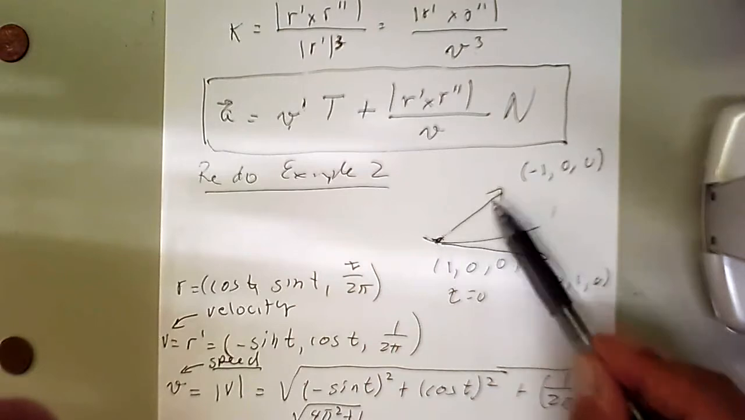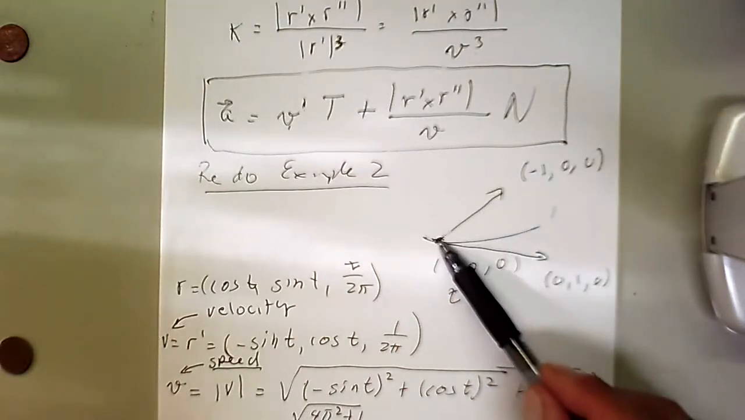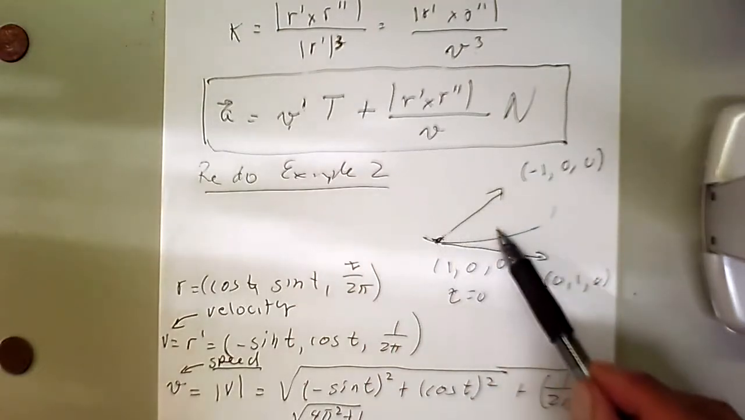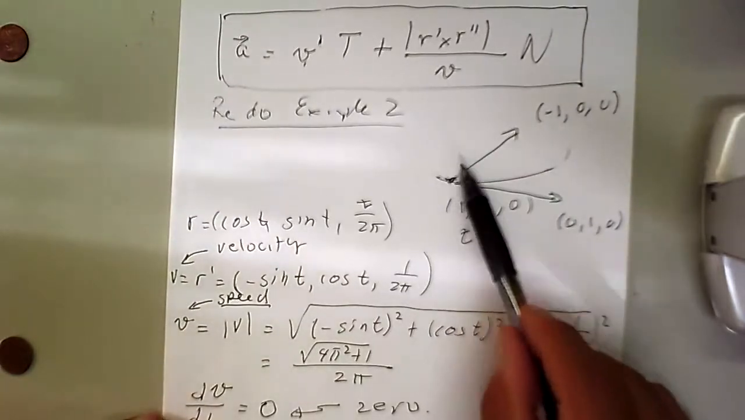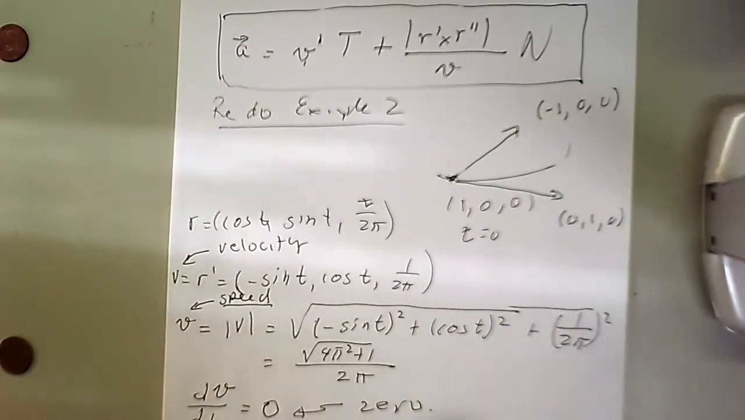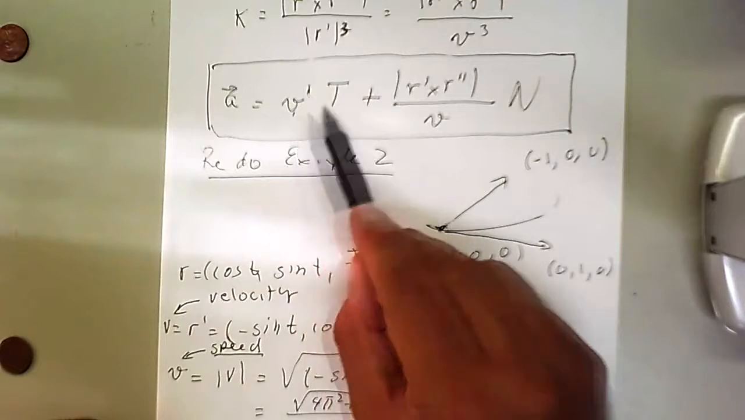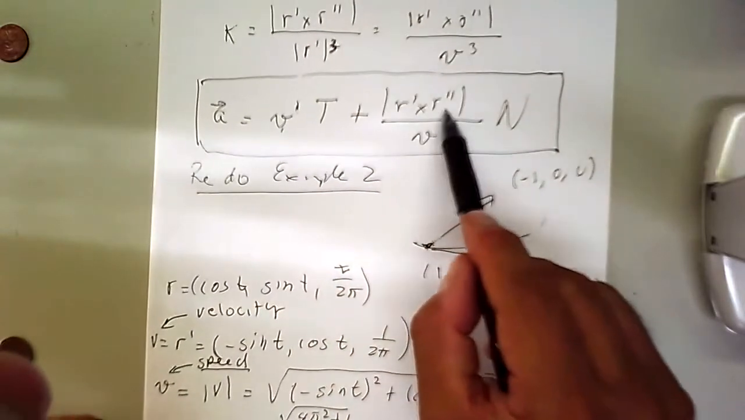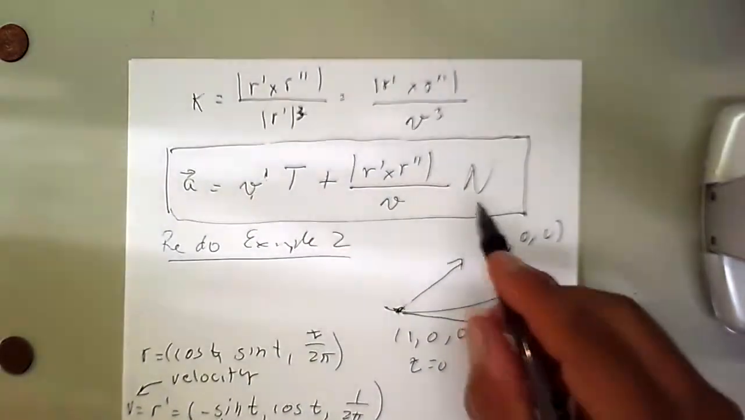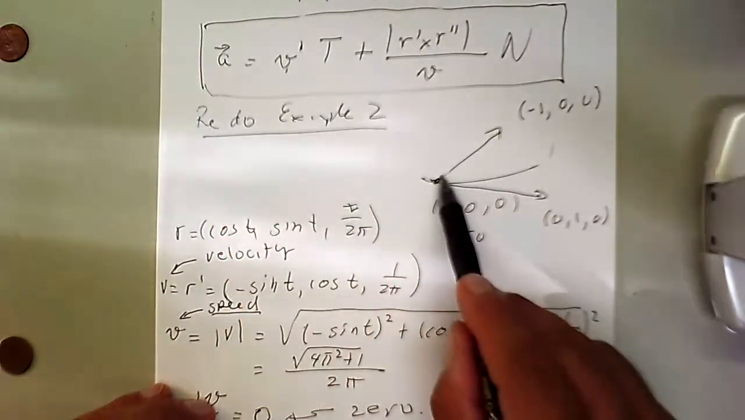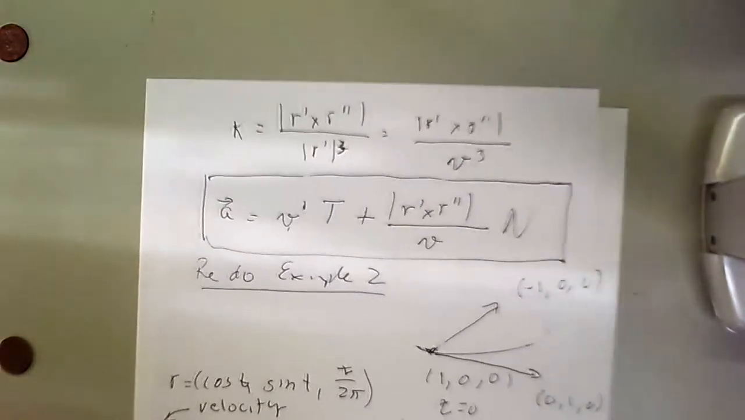Normal goes towards the center. So there's no contribution of the tangent in this particular example. That doesn't happen all the time. Sometimes it goes that way, sometimes it goes that way. It varies. So there's no contribution. What is the contribution of the normal vector towards the acceleration in this example?